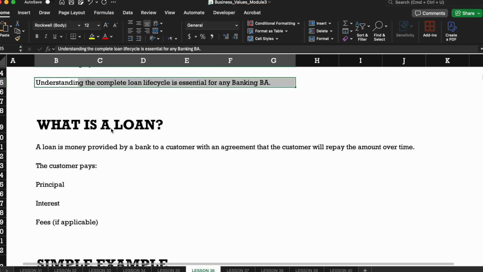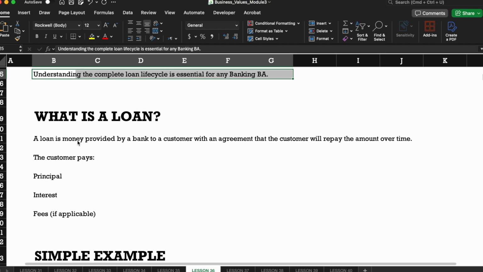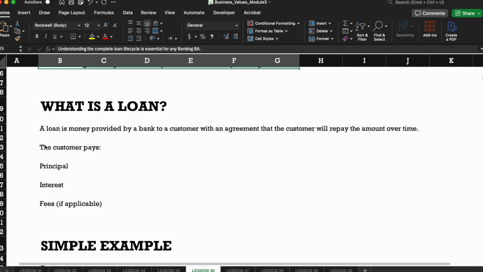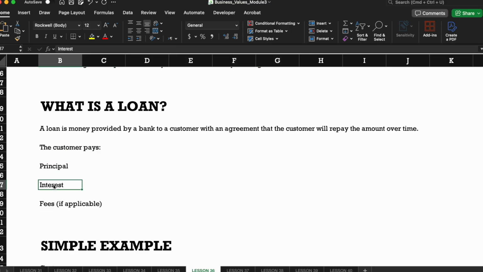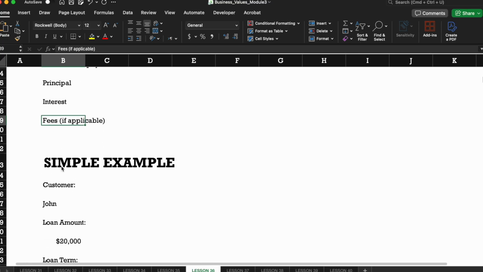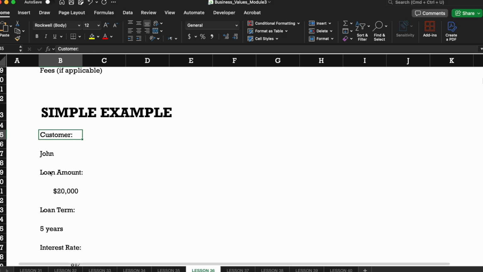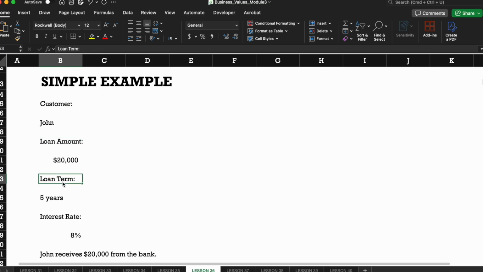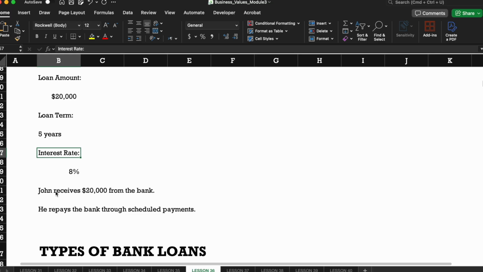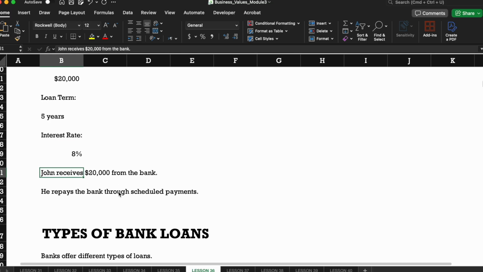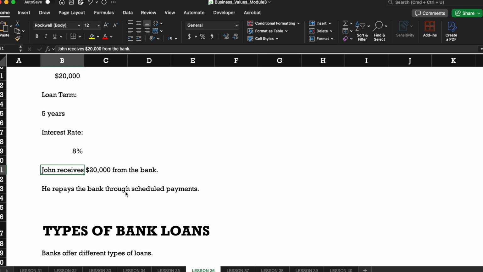So what is a loan? A loan is money provided by a bank to a customer with an agreement that the customer will repay the amount over time. The customer pays principal, interest, and fees if applicable. Sample example: John, loan amount 20,000, loan term 5 years, interest 8%. John received 20,000 from the bank. He repays the bank through scheduled payments.